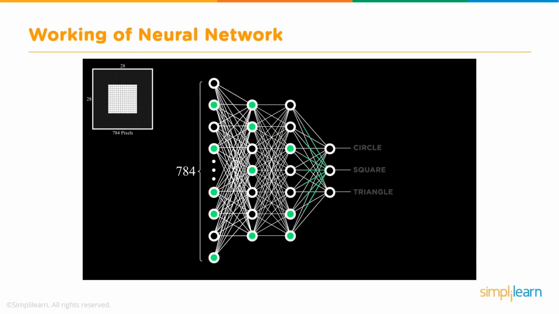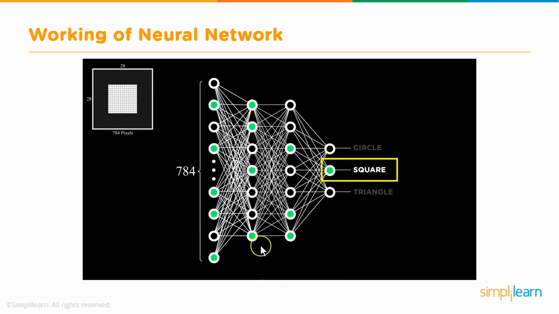Now this is an animation of how this whole thing works. One of the ways of doing it is to flatten this image, take these complete 784 pixels and feed them as input to our neural network. The neural network can consist of several layers. There can be a few hidden layers, and then there is an input layer and an output layer. The input layer takes the values of the 784 pixels as input, and you get an output which can be of 3 types or 3 classes: a square, a circle, or a triangle.